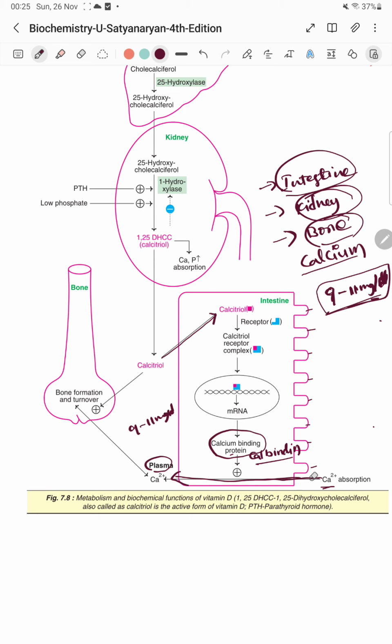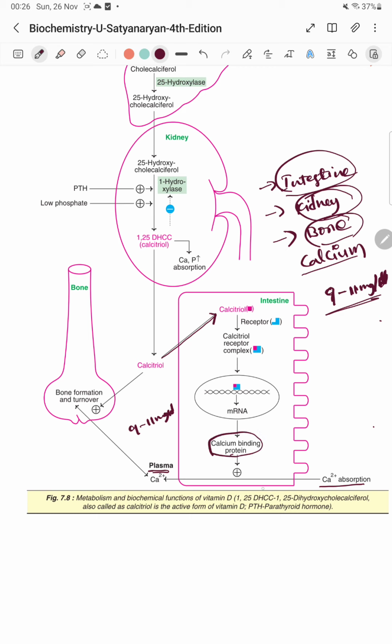Calcium needs to be absorbed from an intestinal cell. So through this way calcium has to be absorbed. But calcium alone cannot be absorbed from the intestinal cell to the blood, or to the plasma. Calcium absorption requires calbindin protein.